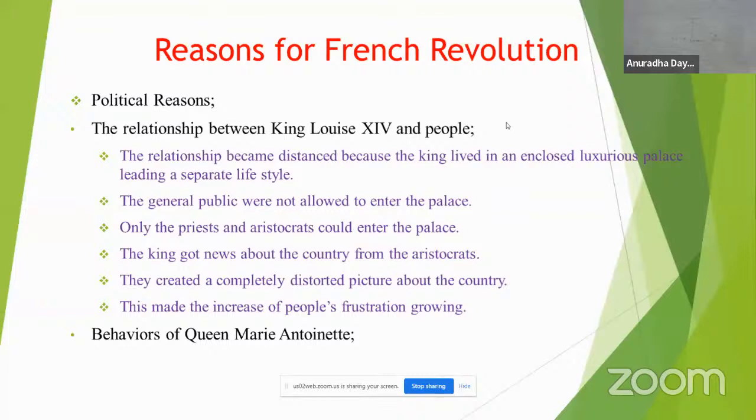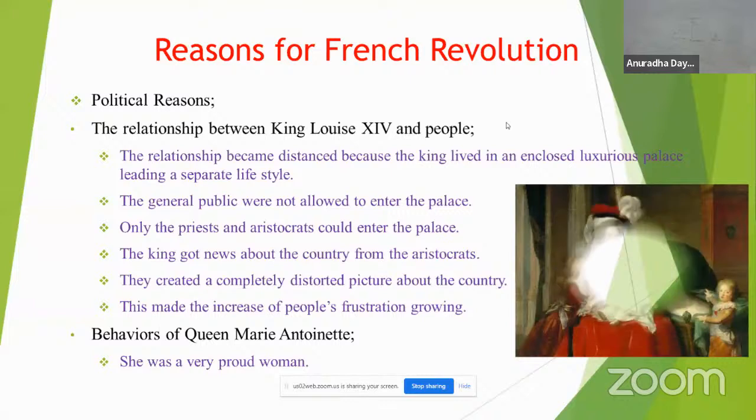Marie Antoinette was his wife. Marie Antoinette was not a French woman. She was very beautiful and she was very proud. And she was an Austrian woman. So you can see the picture, a proud lady with the babies here. She was an Austrian woman, not a French woman. She was unnecessarily interfering in political matters, and she made a statement which made people's anger grow.